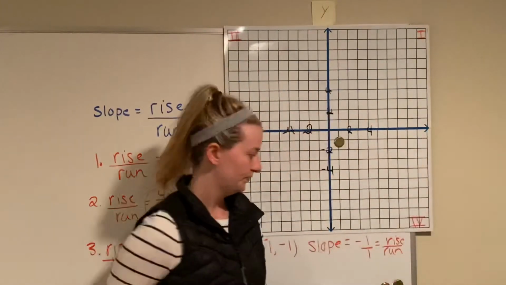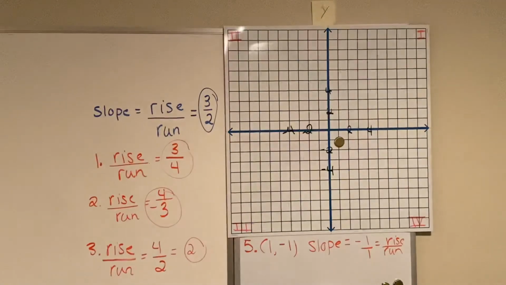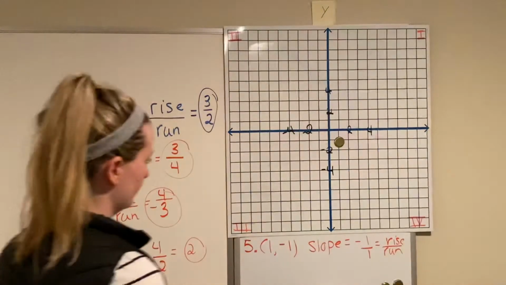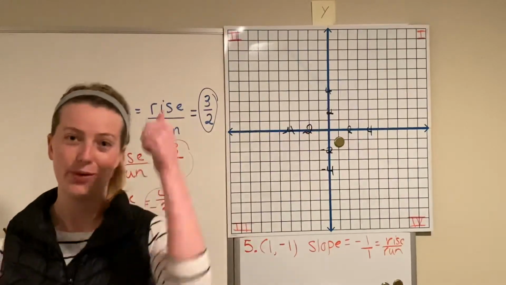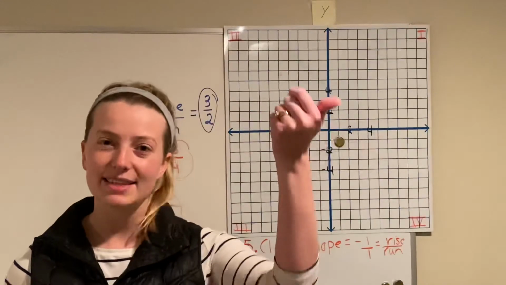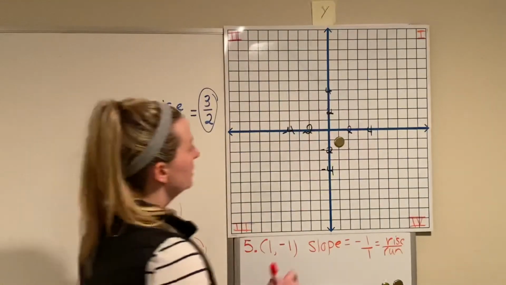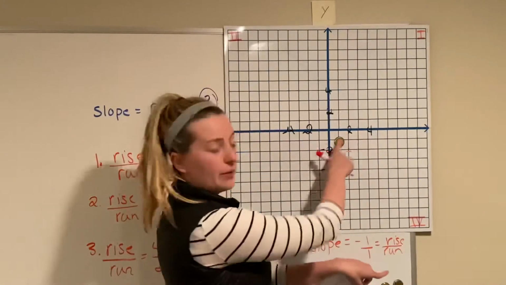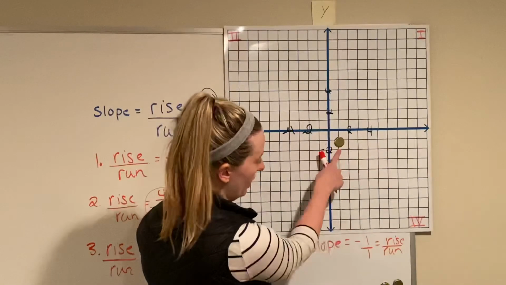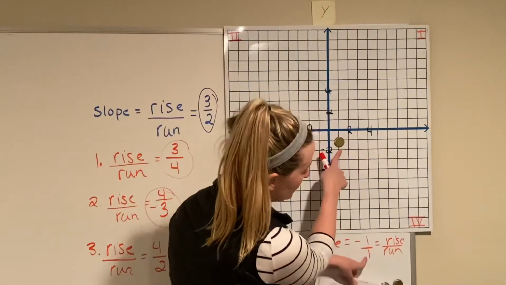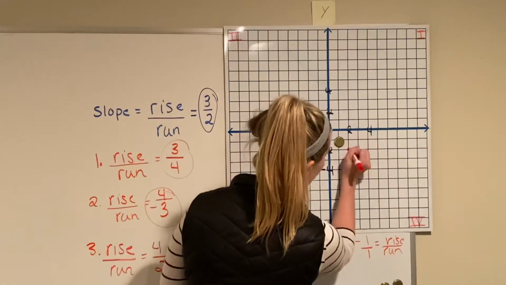Take a minute and try to think, what would that mean for your rise to be negative 1? Well, if every time our rise has been positive, we go up, if our rise is negative, that just means we go down 1. It's like subtracting 1. So if we were originally here, and we do rise over run, but our rise is negative, that means we fall 1, and then our run is positive, so we run 1 to the right.